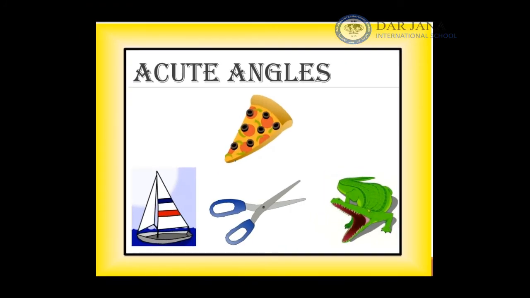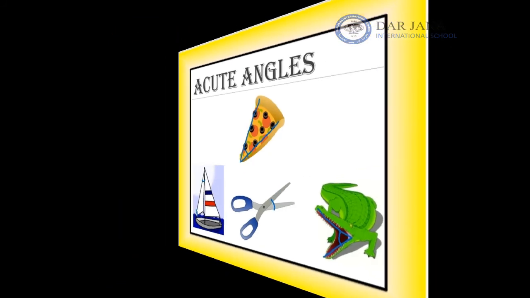Here we have some real life examples of an acute angle. We have the slice of pizza. Here I have an acute angle. Here also from this part, and the opening of the scissors forms an acute angle, and also the mouth of the alligator forms an acute angle.